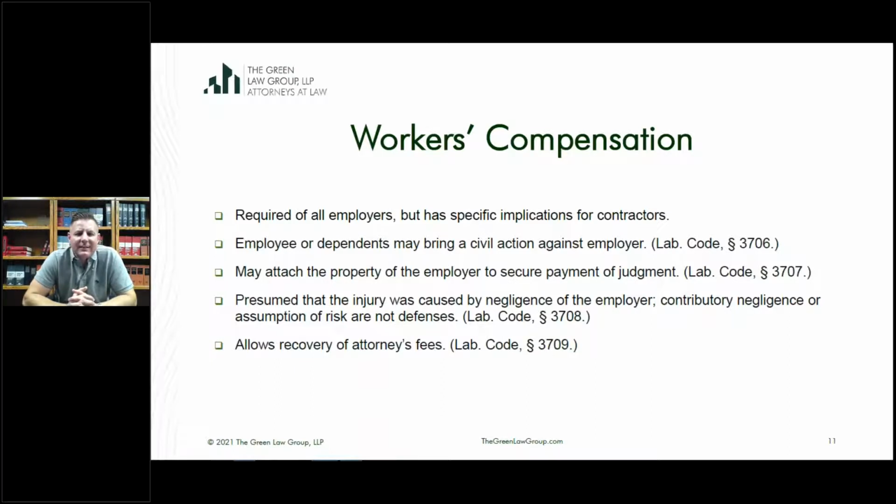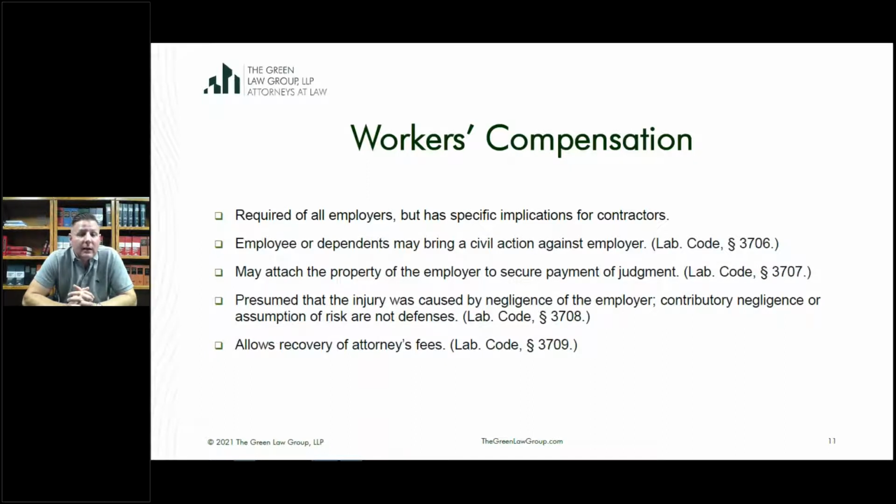Now, it's important to note that in a typical lawsuit, the plaintiff, or in this case the employee, would have the duty to prove that the employer was negligent before they could recover for an injury based on the employer's negligence. If you don't have workers' compensation, the law reverses that requirement. So there's a presumption that you were negligent as the employer, and it's the employer's job to prove that they were not negligent.